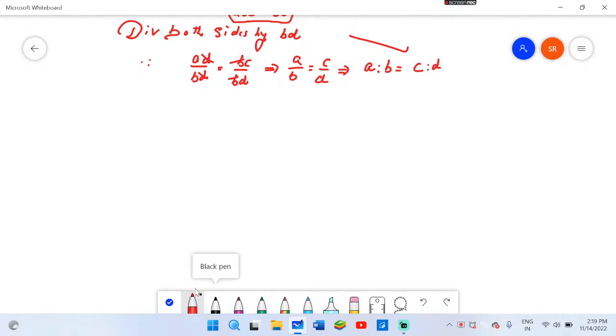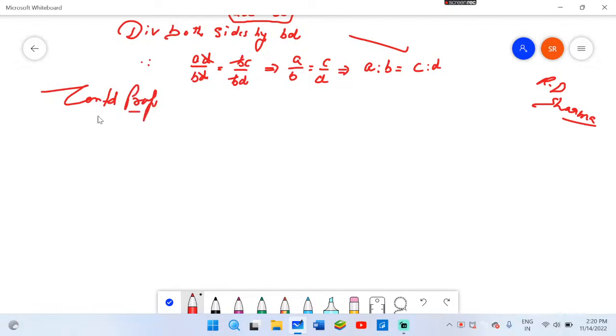The next term, I'm using concepts from the book R.D. Sharma. Next is continued proportion. See, it is for three quantities. We start with three quantities.